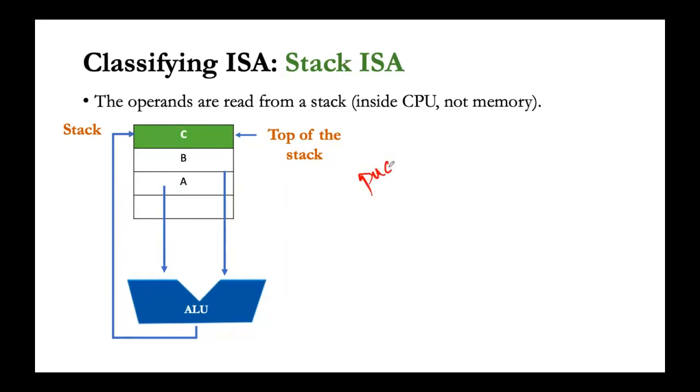One is the push operation and the other is the pop operation. Push and pop. When the ALU requires operands, A and B are popped and supplied to the ALU. Once the operation is performed on A and B, then C will be pushed into the stack. Further, to maintain which operands are on top of the stack, it follows the top of the stack pointer. So this is the first one, classifying ISA based on the stack.